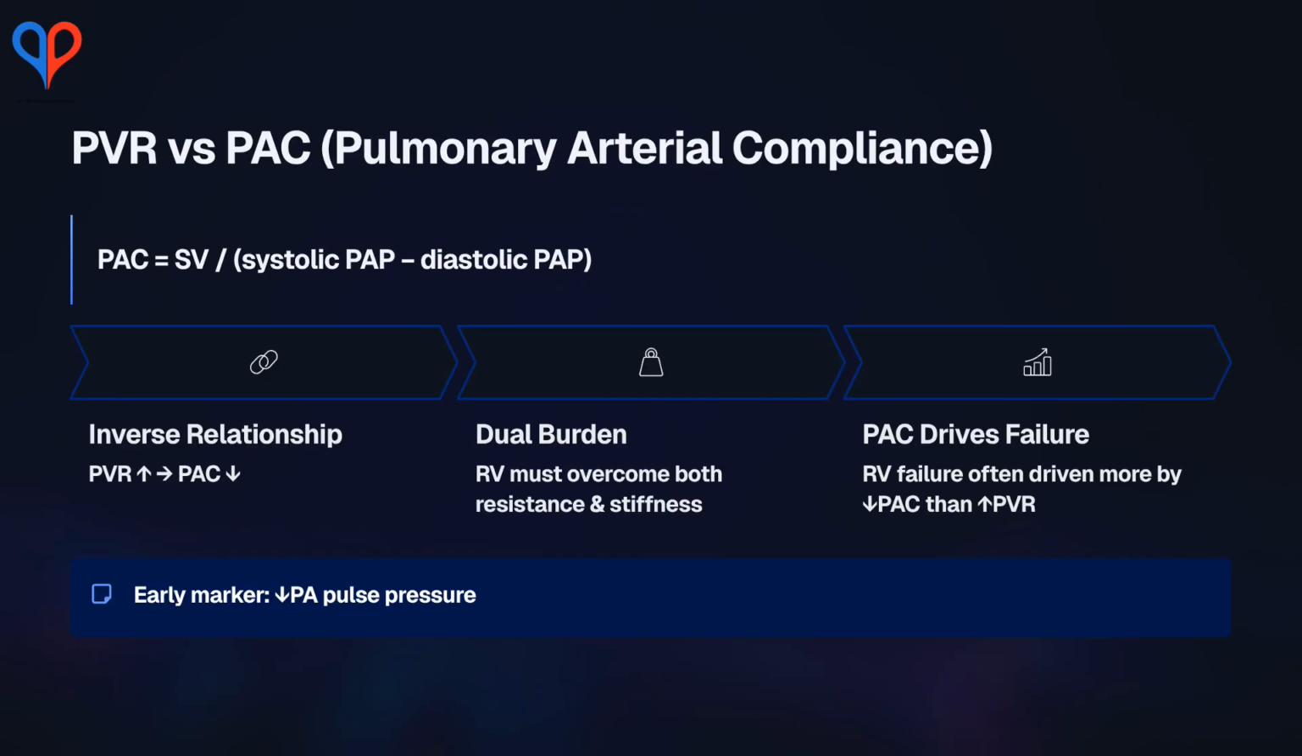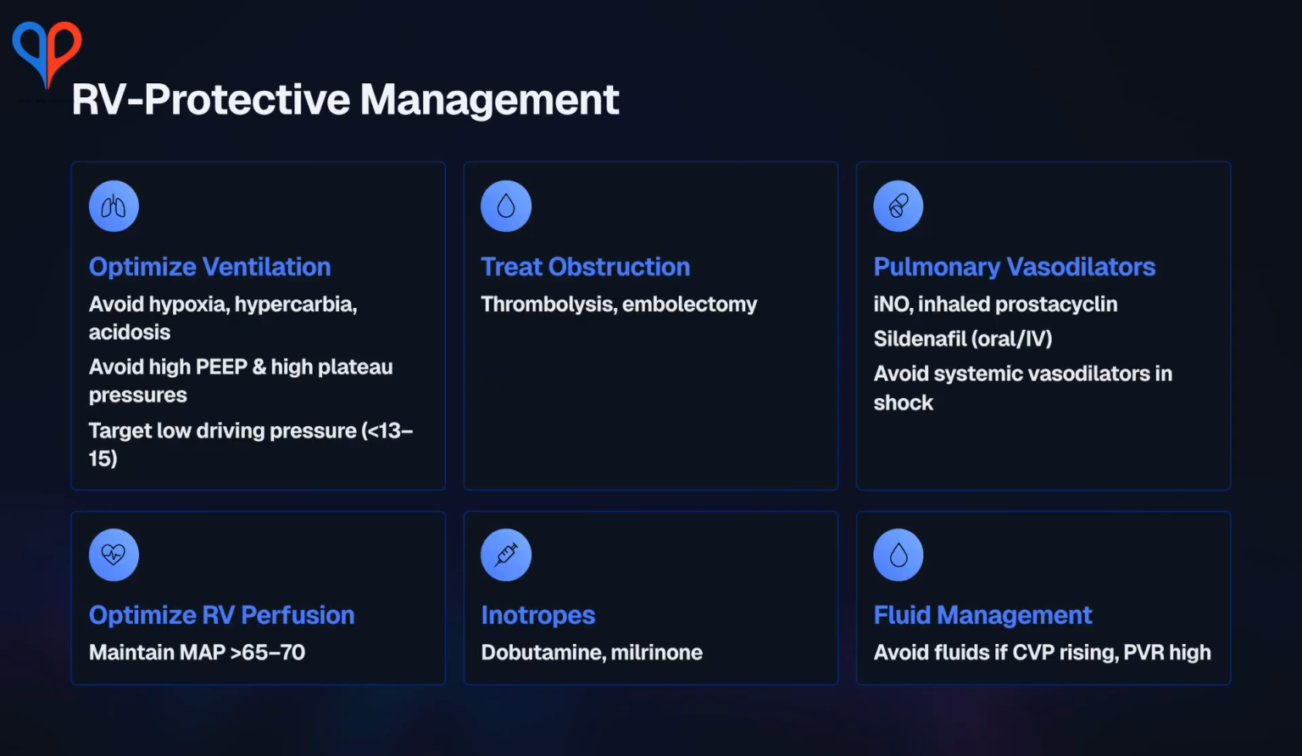PAC, pulmonary arterial compliance, is arguably as important as PVR. PVR reflects steady resistance, but PAC reflects how stiff the pulmonary arteries are and how much pulse pressure the RV must generate. Low PAC is an early marker of RV failure. Because PAC declines as PVR rises, both must be interpreted together.